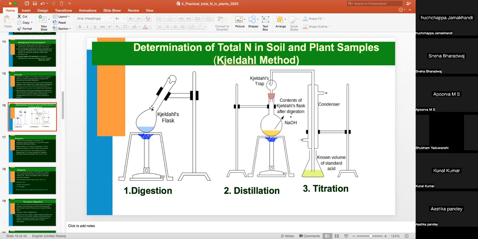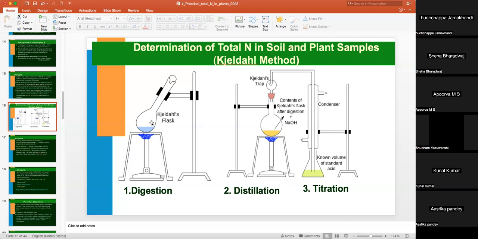But if it is a plant sample, you need to add only sulfuric acid. You need not add salicylic acid and sodium thiosulfate. In both cases, whether it is a plant sample or your soil sample, you need to add a digestion accelerator, a mixture added to raise the boiling point. For this, you can add sodium sulfate or potassium sulfate and copper sulfate.